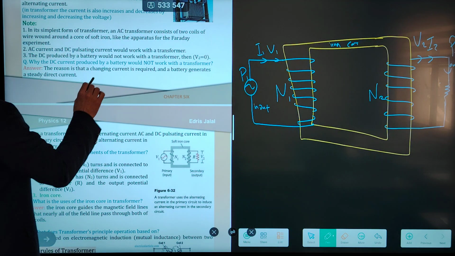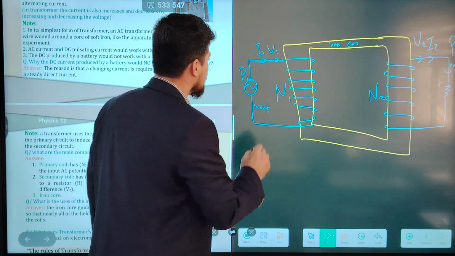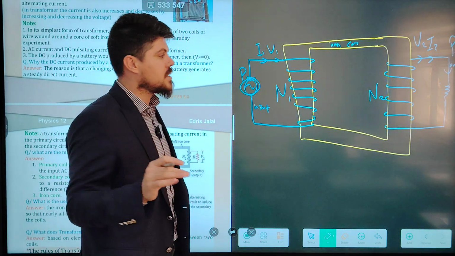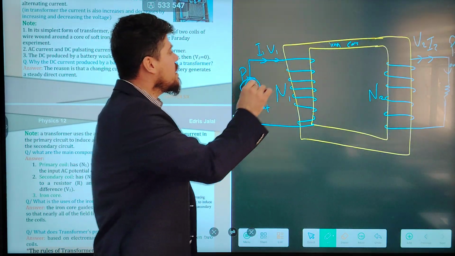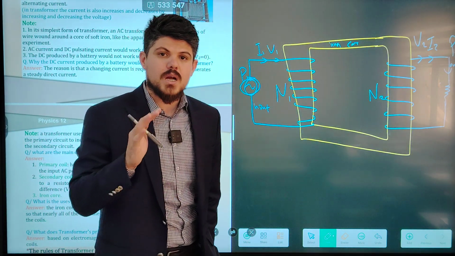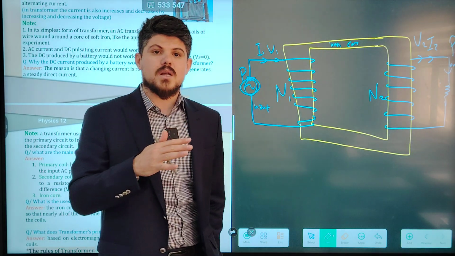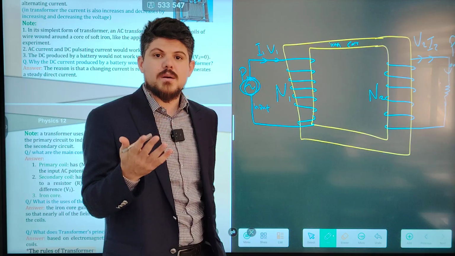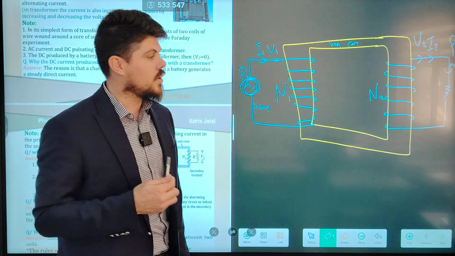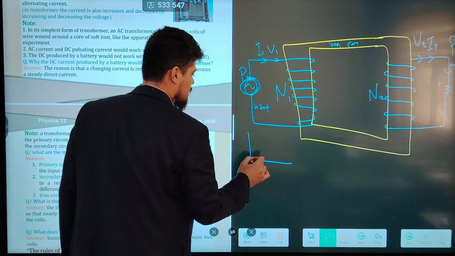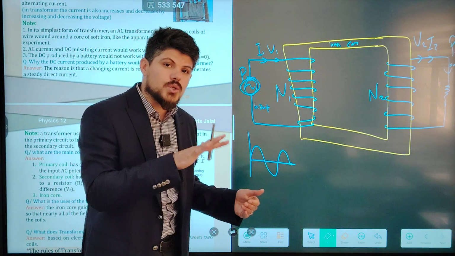The DC produced by the battery would not work with the transformer because we don't have a change in magnetic field. This source must be AC or pulsating DC, guys. A transformer does not work with a DC battery. Why? Because in a DC battery, current doesn't change. When current is constant, the magnetic field is also constant, and the flux is constant. If flux is constant, the change in flux becomes zero, and the induced EMF is zero, so the induced current is also zero in the secondary coil.